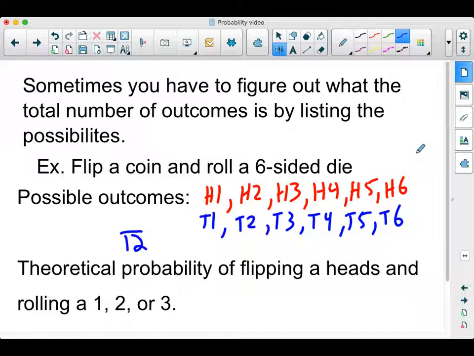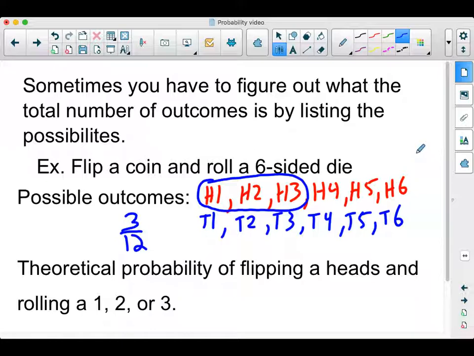So it would be out of 12. It could ask you a question like, what is the theoretical probability of flipping a heads and rolling a 1, 2, or 3? So a head and a 1, 2, or 3 are this many possibilities out of the total of 12. So that would be 3 chances of getting a head and a 1 or a 2 or a 3 out of a total of 12 possible outcomes.